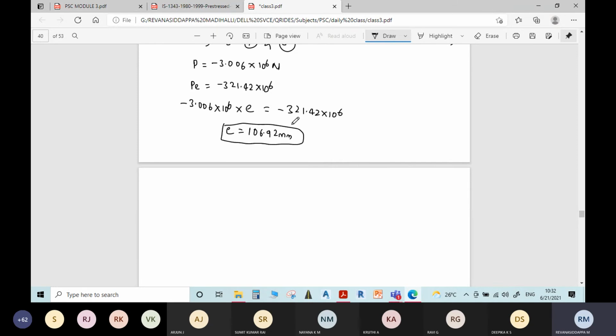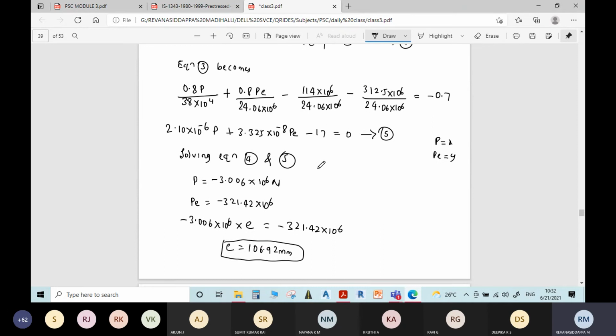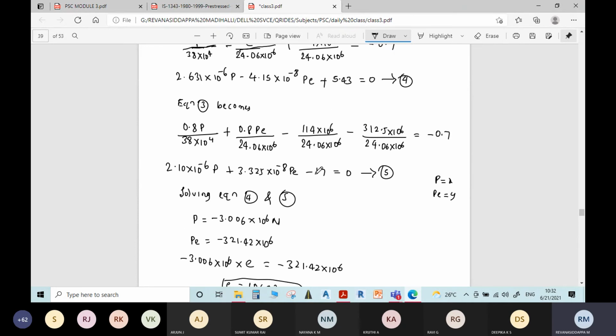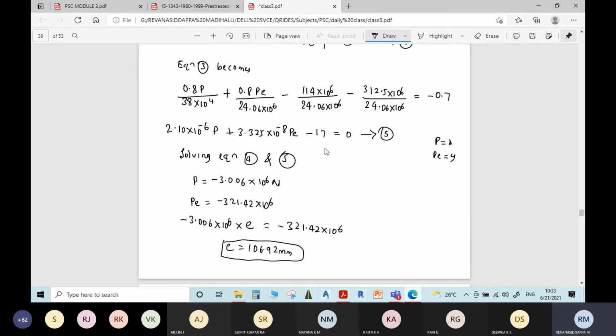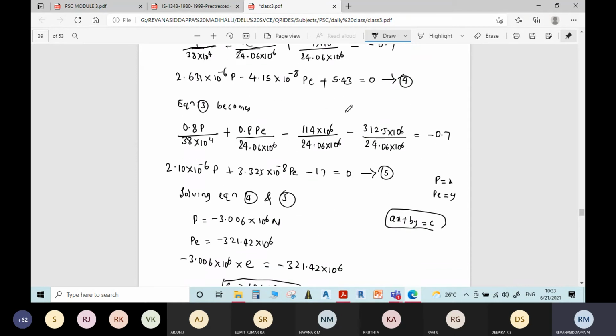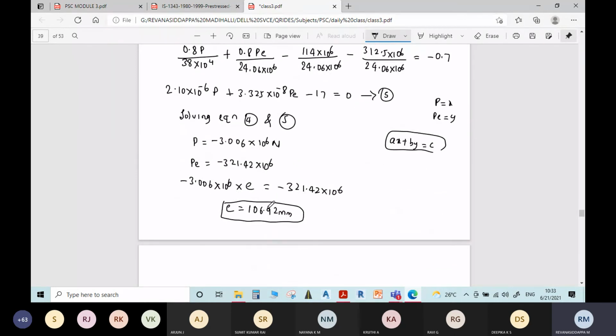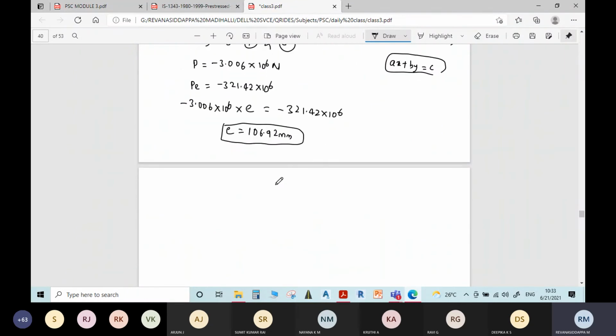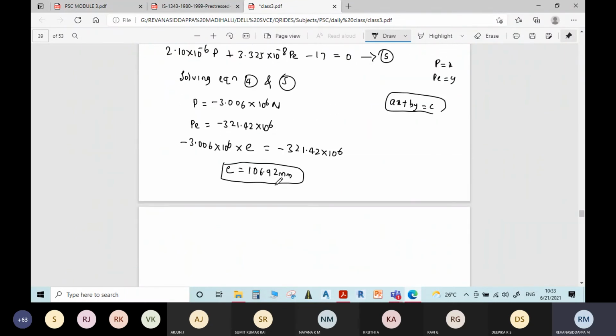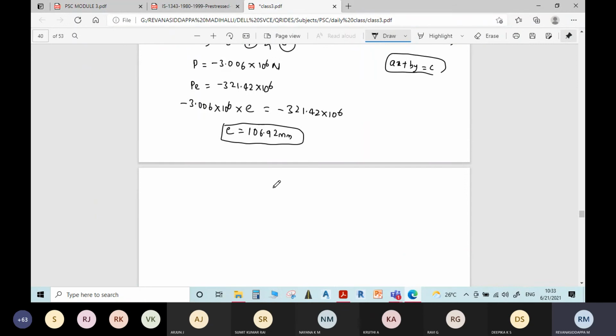So I think while giving the inputs in the calculator, it is given as plus 17 and this should be given as minus 5.43. Okay, because the calculator will consider the equation like this, right? Ax plus by is equal to c. In this format it will consider, I think. So while inputting, if you input with opposite signs, you will get positive values. Okay, anyway, you got the eccentricity 106.92 mm. So the eccentricity of the cable should be 106.92 mm.